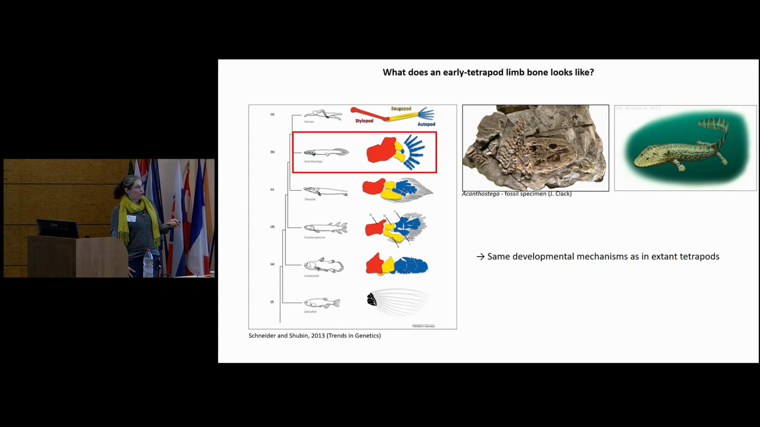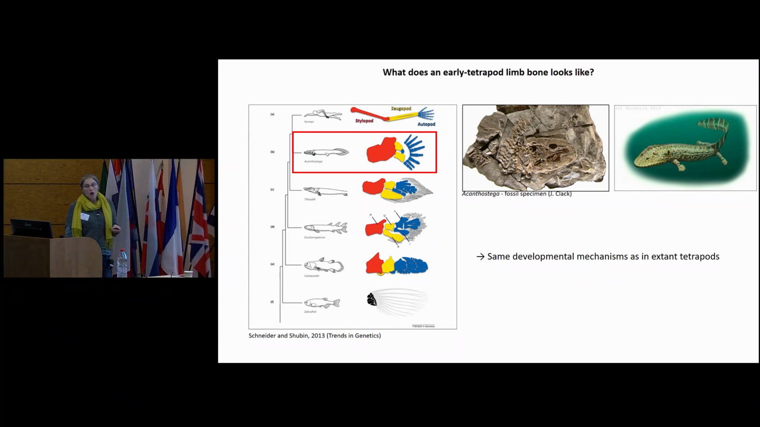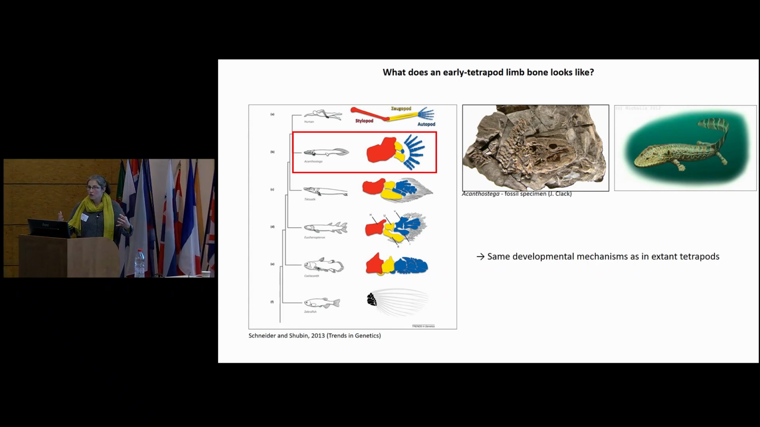But so if I sum up for this Acanthostega, apart from the fact that we had a big cartilaginous rod before, so slightly delayed development, we actually have the same developmental mechanism as in extant tetrapods.